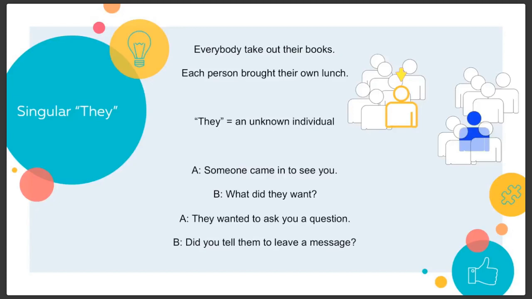We started with "someone." We understand that it's one person, someone. And then we asked, "What did they want?" Because we don't know exactly who this someone is. "They wanted to ask you a question." Again, we don't know who this someone is, but it is one person, and we still use the pronoun "they."